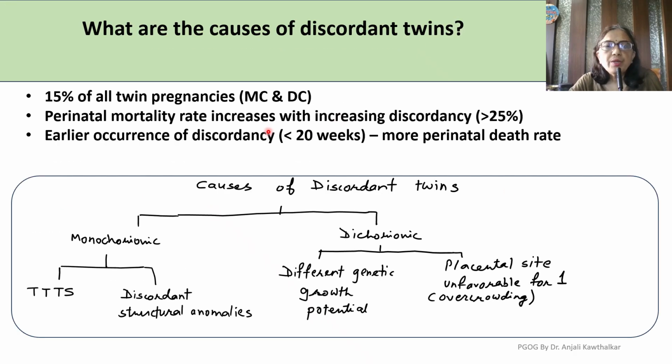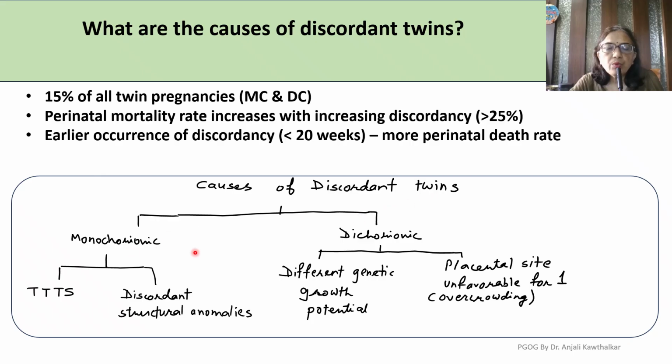Now, what are the causes of discordant twins? 50% of all twin pregnancies, whether monochorionic or dichorionic, go for discordancy. Perinatal mortality rate increases with increasing discordancy, especially as it is greater than 25%, more will be the mortality rate; greater than 40%, further increase is there in the perinatal mortality rate. If the discordancy occurs earlier in pregnancy, such as less than 20 weeks, it is associated with greater perinatal death rate.